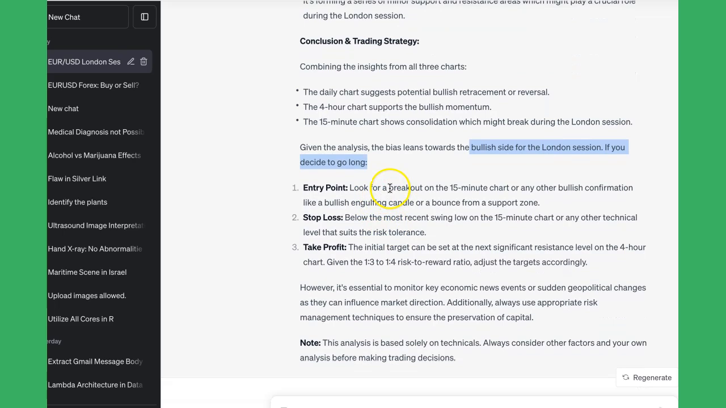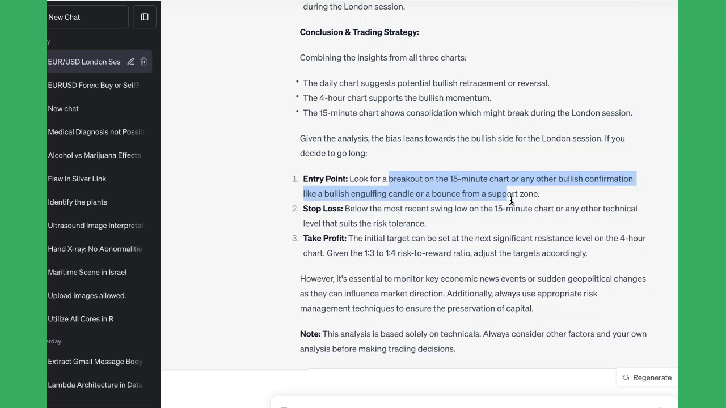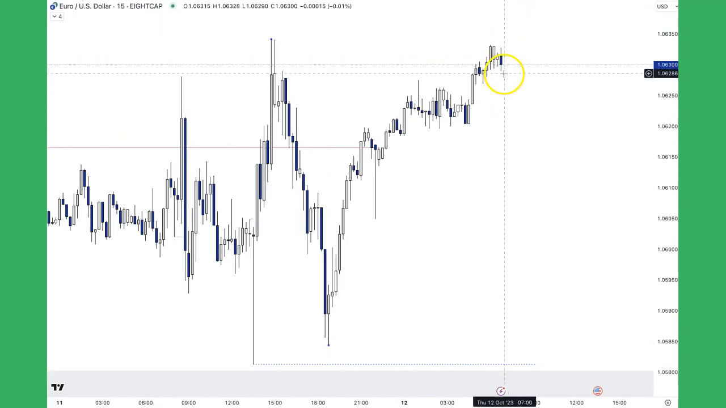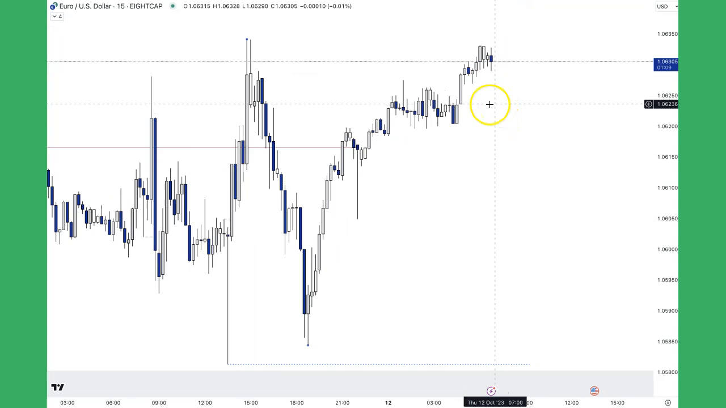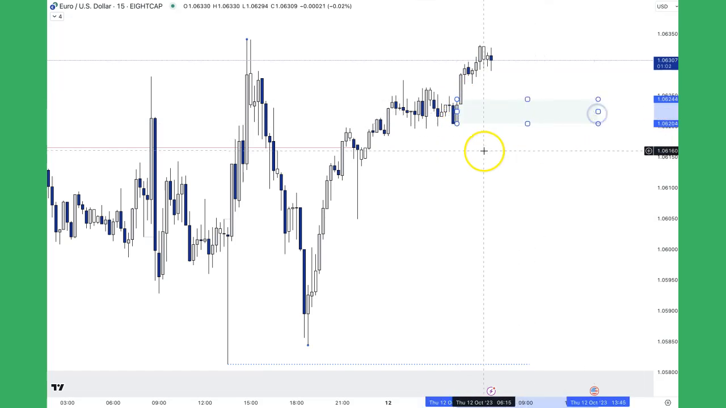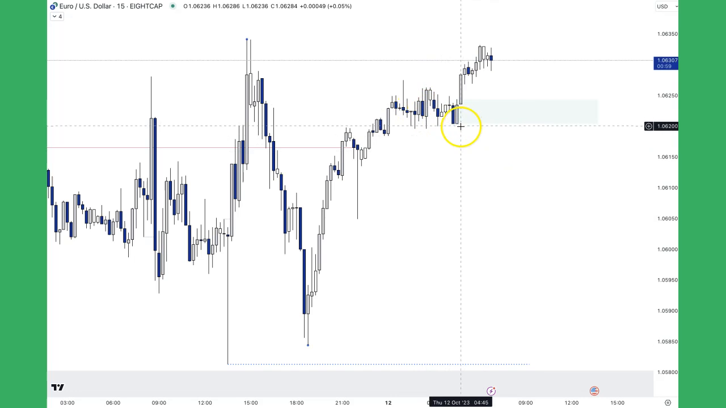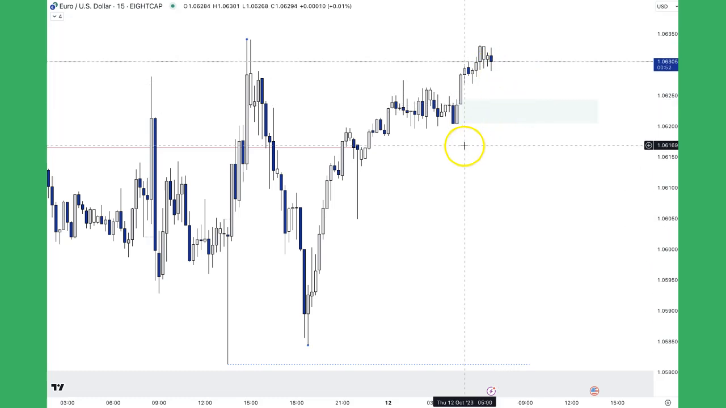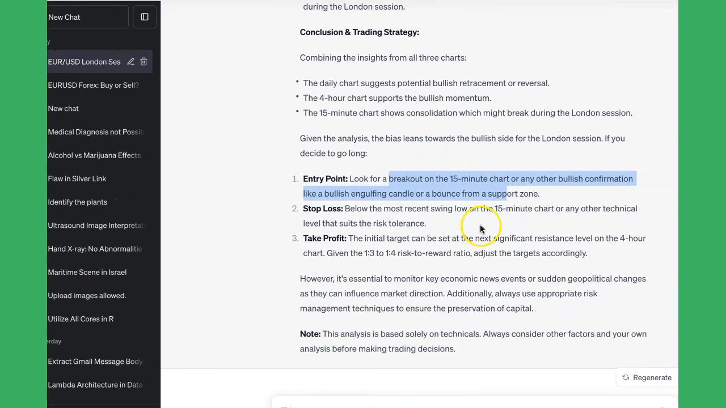Entry would be, look out for a break or any other bullish confirmation, like a bullish engulfing candle or a bounce from a support zone. So something that's engulfing, or if we bounce from a support, so probably we could mark this as some kind of support. Price has come here, so this area is somewhat of support. So if price comes here, you can definitely look for longs from here. Yeah, that's pretty much it.